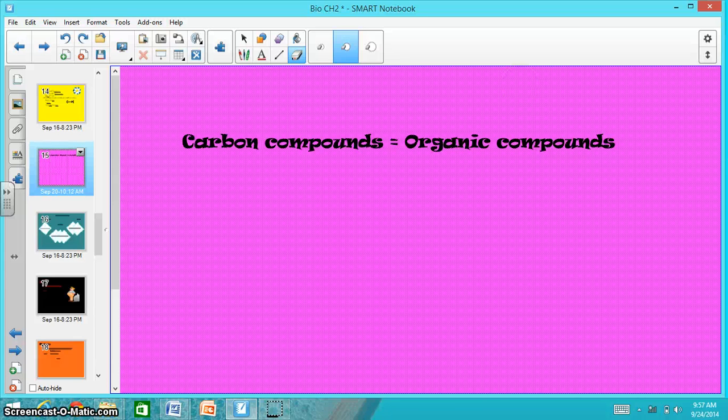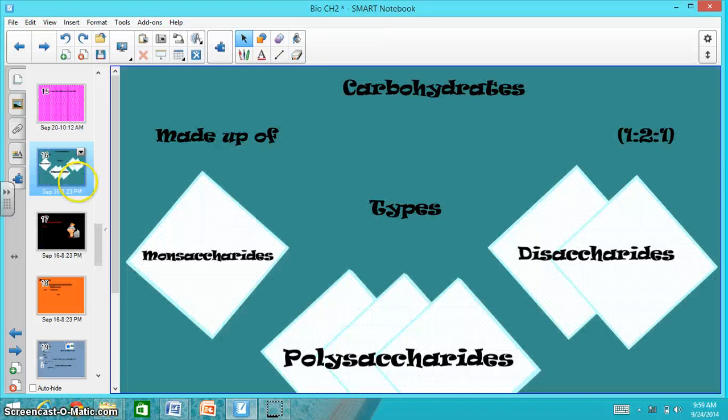Our next topic is carbon compounds, otherwise known as organic compounds. An organic compound is one that typically contains both carbon and hydrogen. There are exceptions to this. Examples of the main organic compounds that we will be talking about are carbohydrates, proteins, lipids, and nucleic acids.